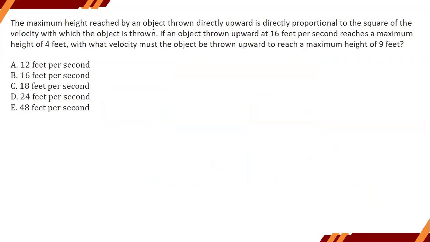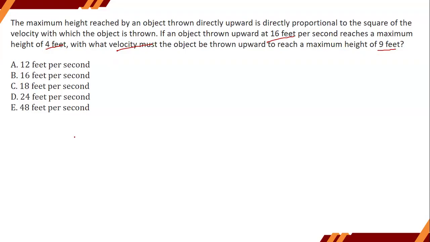The maximum height reached by an object thrown directly upward is directly proportional to the square of the velocity with which the object is thrown. If an object thrown upward at 16 feet per second reaches a maximum height of 4 feet, with what velocity must the object be thrown upward to reach a maximum height of 9 feet?